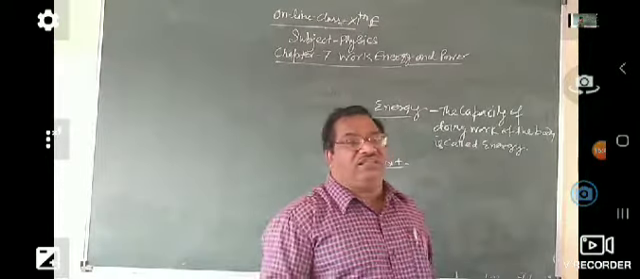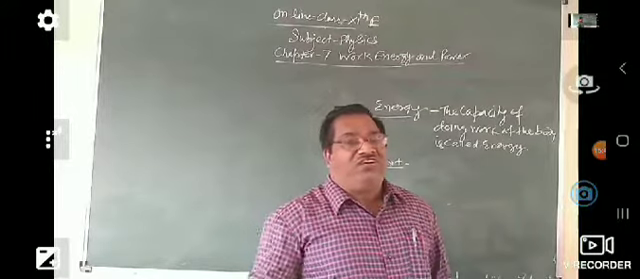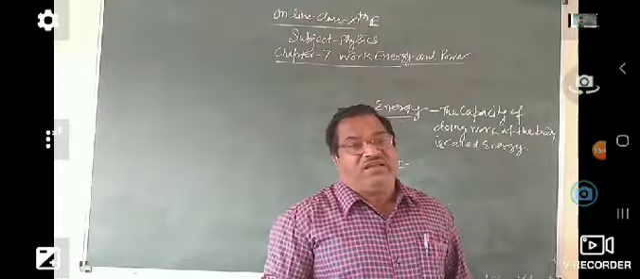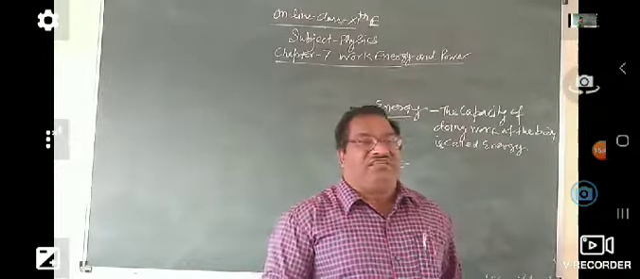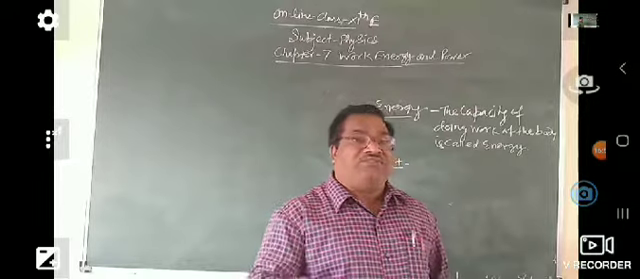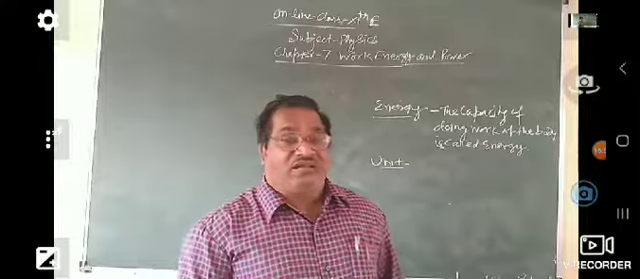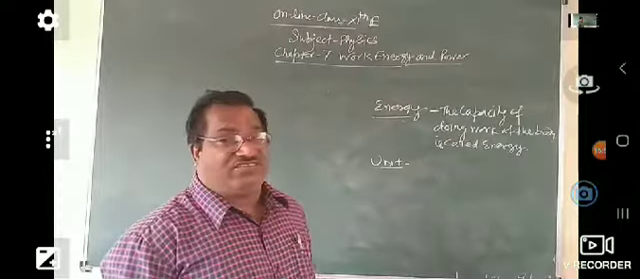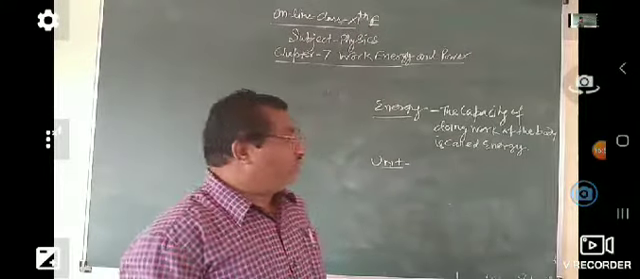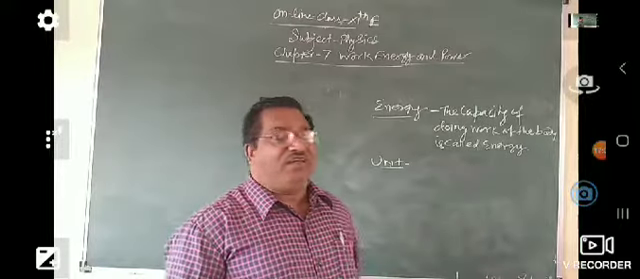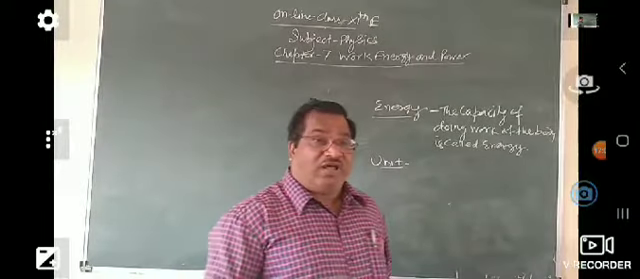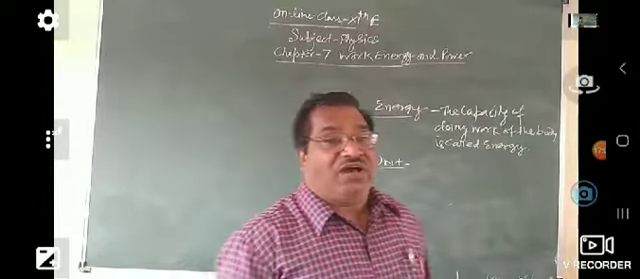Energy is defined in terms of the capacity of doing work. So the unit of energy is also the same as the unit of work. In the MKS system, you know the unit of work is joule, and in the CGS system it is erg.